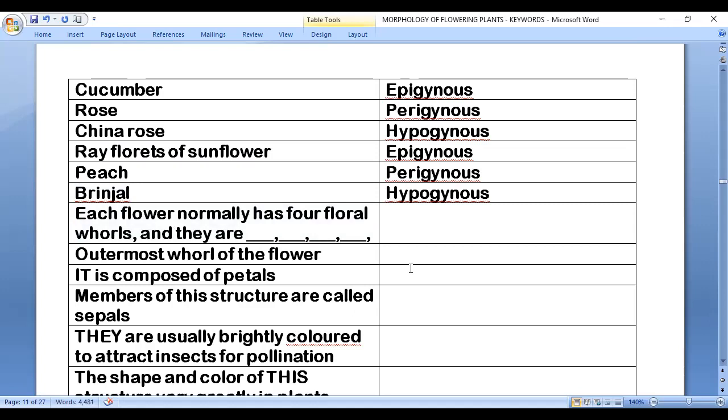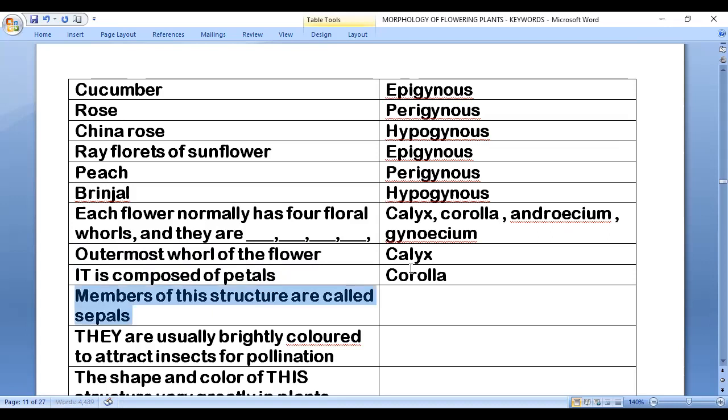Each flower normally has 4 floral whorls, and they are calyx, corolla, androecium, gynoecium. The outermost whorl of the flower is the calyx. The corolla is composed of petals. Members of the calyx are called sepals.